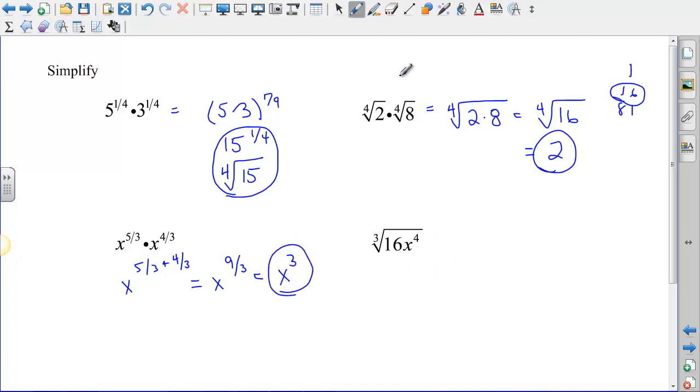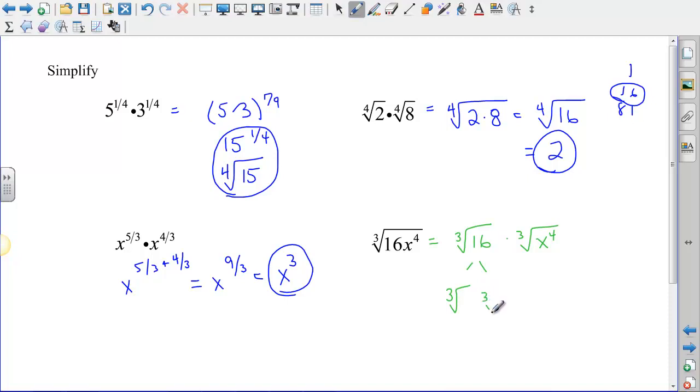This is what I really want to spend a little bit of time on, though, is the cube root of 16x to the 4th. When we break this up, we want to break it up as if we're working with just the numbers and just the x's. And so I'm going to say it's cube root of 16 times the cube root of x to the 4th. Now, we've done this before where we've simplified these with square roots, but with cube roots, instead of breaking it up into perfect squares, we want to break it up into perfect cubes.